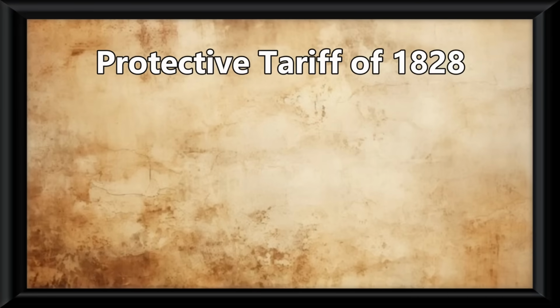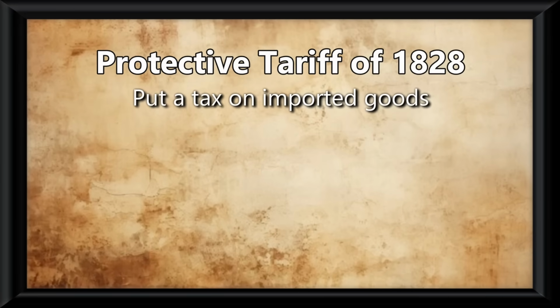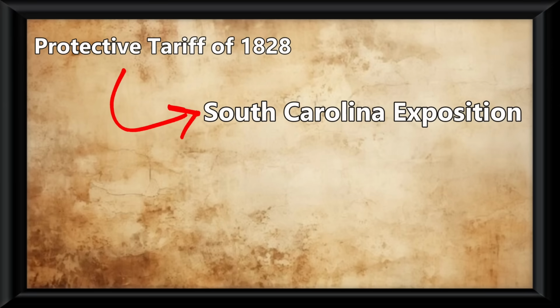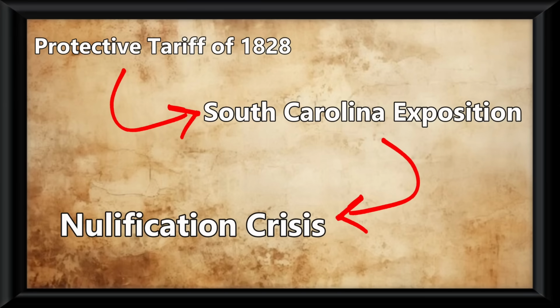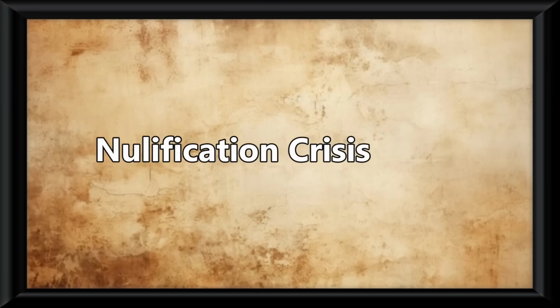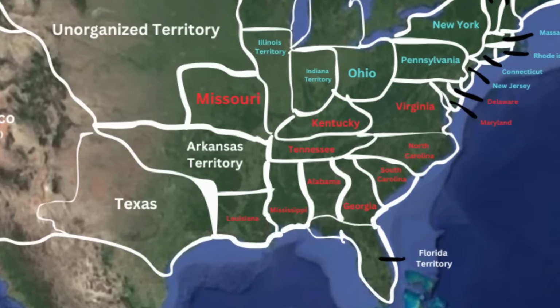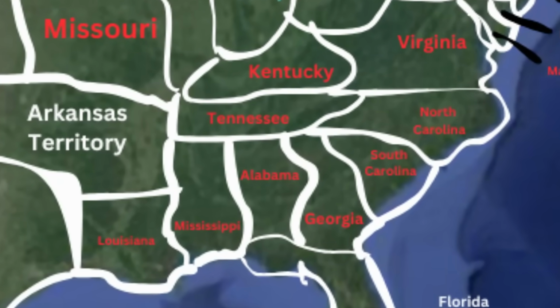And how about even more Civil War causes? The Protective Tariff of 1828 put a tax on imported goods, and the South was very mad at it, even to the point they called it the Tariff of Abominations. This led to the South Carolina Exposition and the Nullification Crisis, where the South openly protested the tariff. There likely would have been war if it wasn't for Calhoun and Clay, who proposed the Tariff of 1833, which would lower the tax over the years. But what this shows is the South can and will revolt if it doesn't like something, foreshadowing the eventual Civil War.